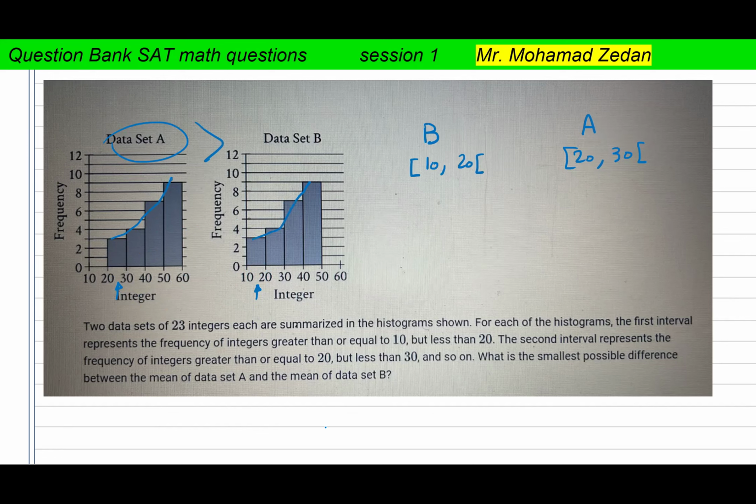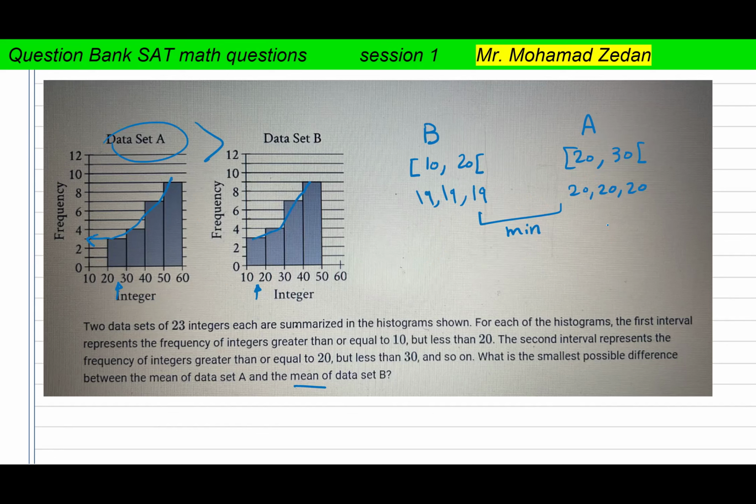To make the mean difference minimum for these data sets, take the maximum value here, which is 19. Consider the three numbers in each class here as 19. Also consider each of the three numbers in data set A, all 20. Why do I do this? Why do I choose this? To make the minimum difference between the data set A and data set B.